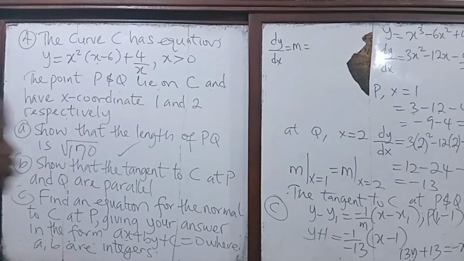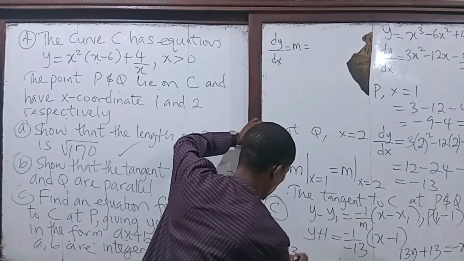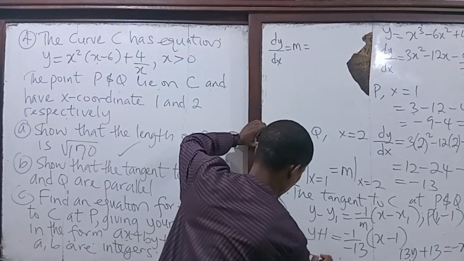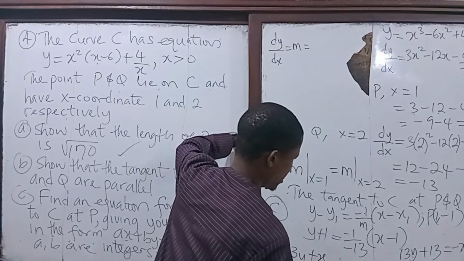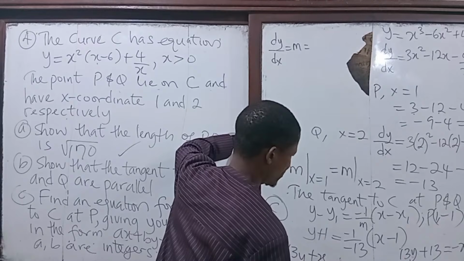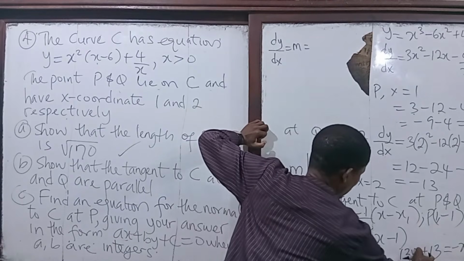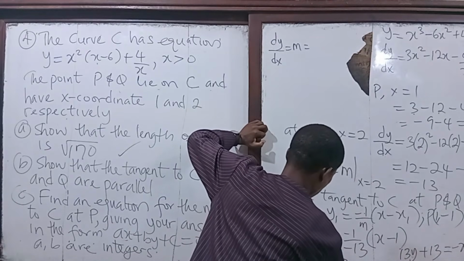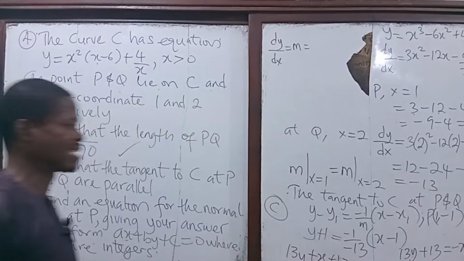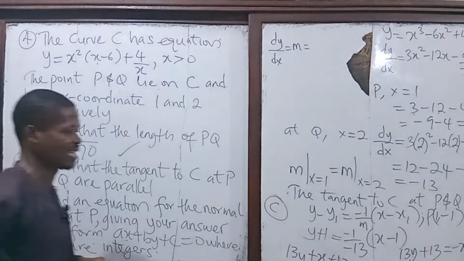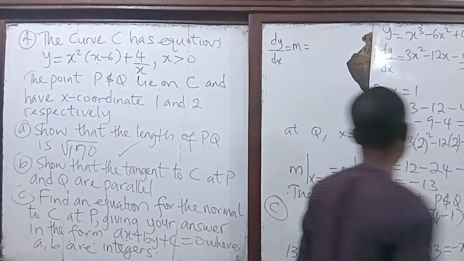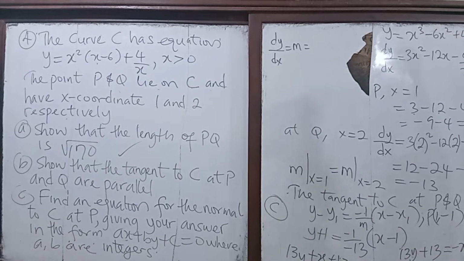Okay, and bring all the equation to one side, and that will be equal to what? 13y plus x. Then 13 minus 1, so that's a plus 12 equal to 0. So that's that on that question, the equation of the normal.